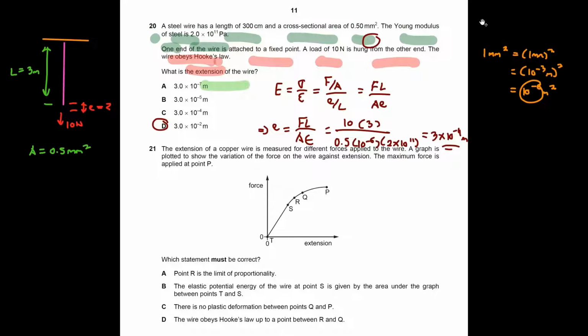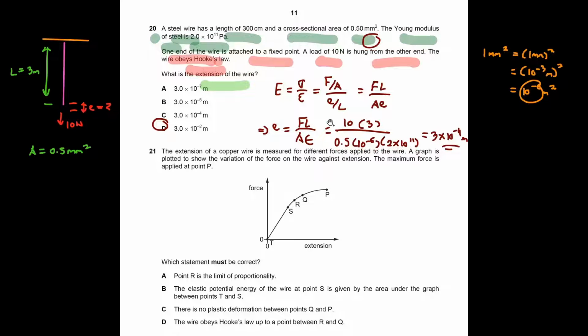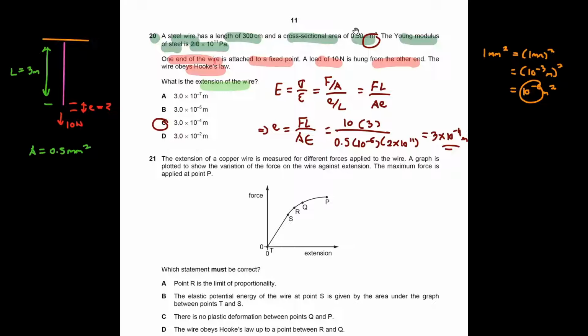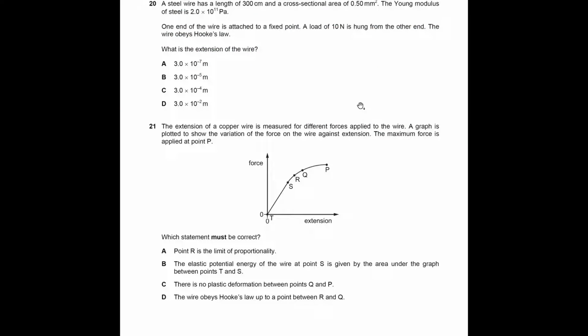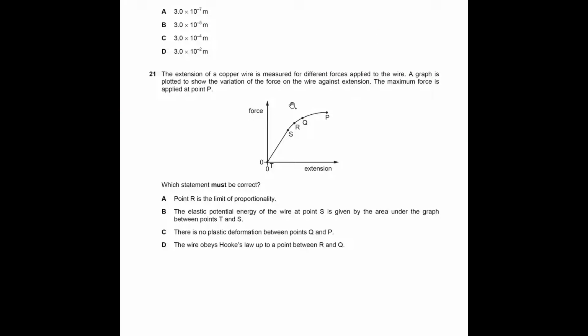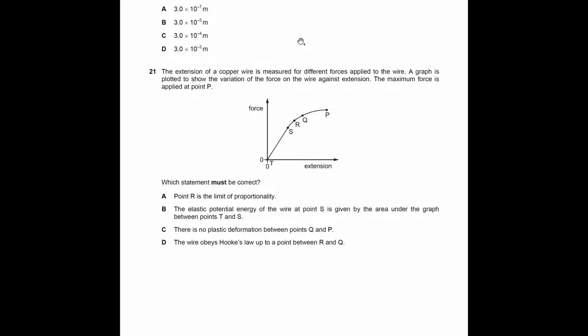Then we move on to question 21. Okay, so question 21 is deformation of solids already. Now in question 21, the extension of a copper wire is measured for different forces applied to the wire. A graph is plotted to show the variation of the force on the wire against extension, and the maximum force is applied at point P. Which statement must be correct here?